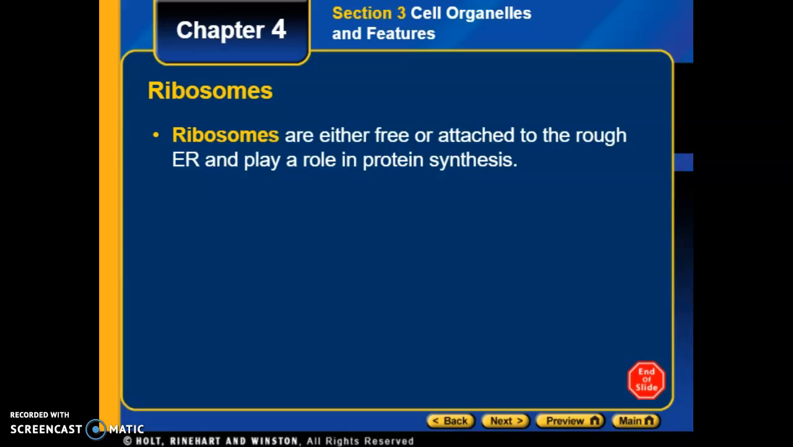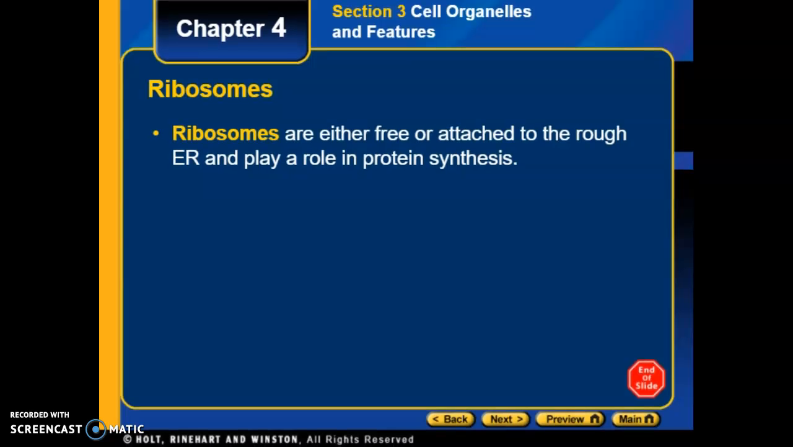So again, the ribosomes can either be free floating inside of the cytoplasm or they could be attached to the endoplasmic reticulum, which we call the rough ER, which we'll talk about in a few slides. They're basically protein factories inside the cell.